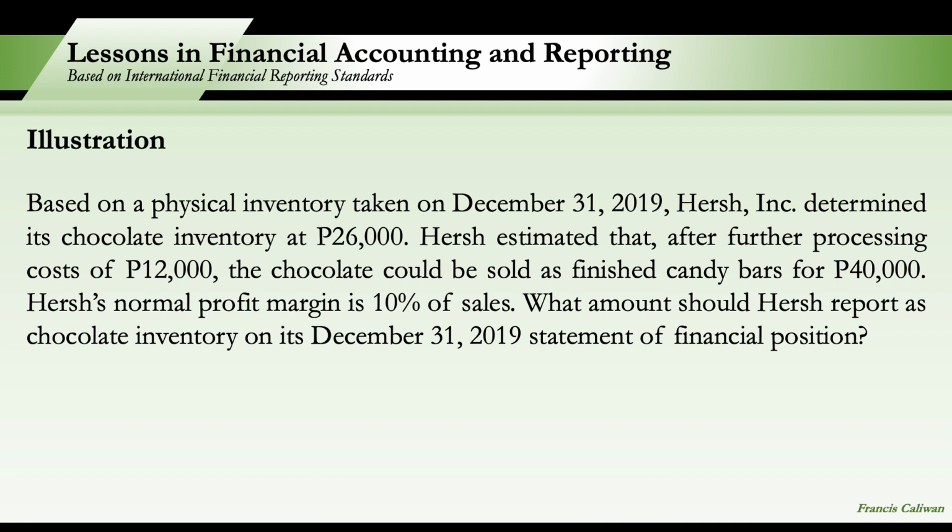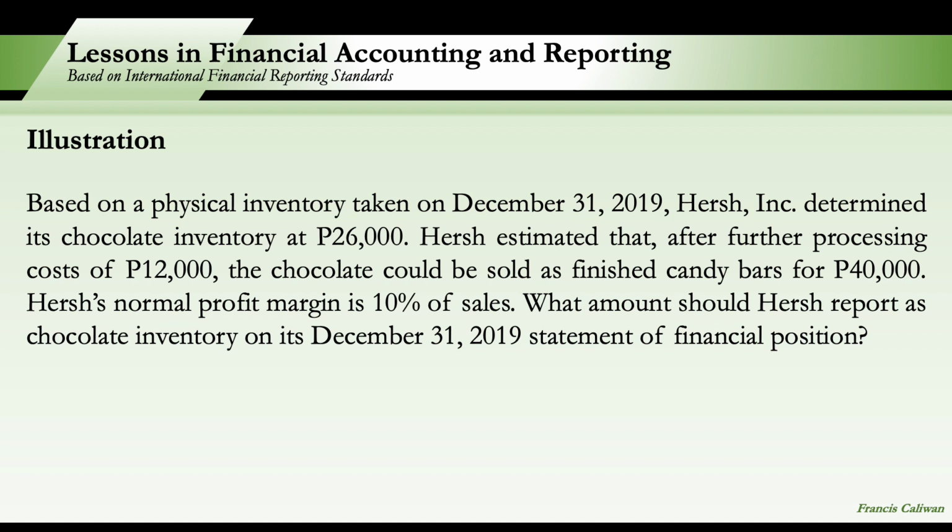Okay, so now to illustrate the accounting for the subsequent measurement of inventories, let us have these illustrations. So, problem 1. Based on a physical inventory taken on December 31, 2019, Hirsch Incorporated determined its chocolate inventory at 26,000. Hirsch estimated that after further processing, cost of 12,000, the chocolate could be sold as finished candy bars for 40,000. Hirsch normal profit margin is 10% of sales. What amount should Hirsch report as chocolate inventory on its December 31, 2019 statement of financial position?